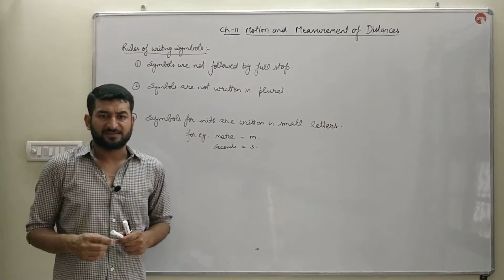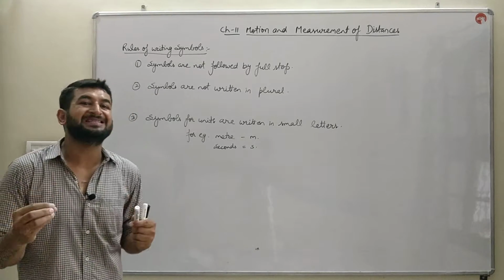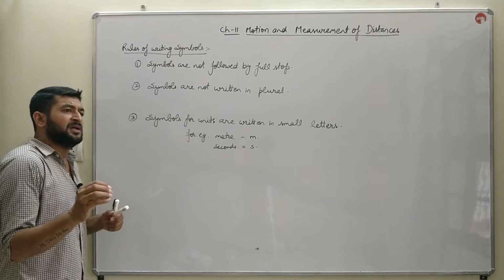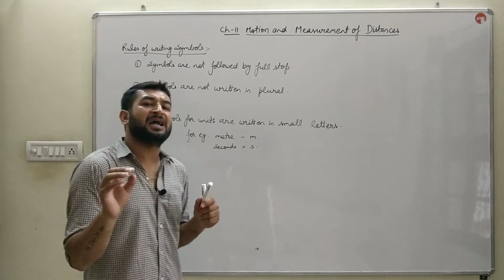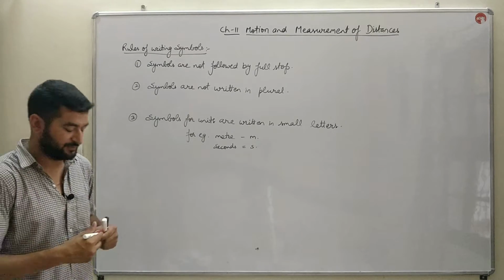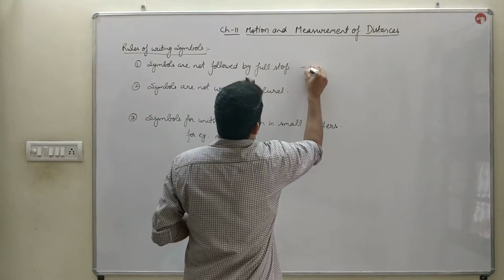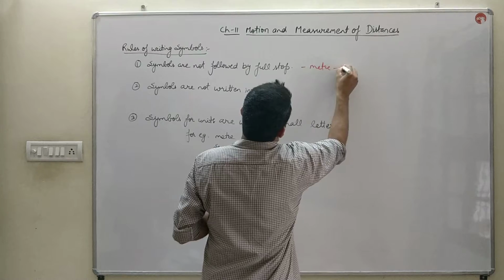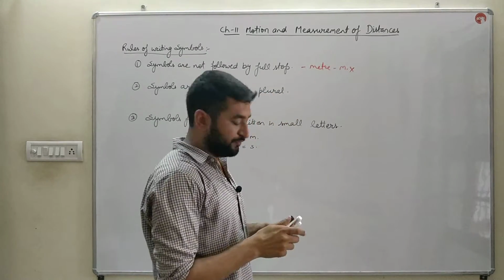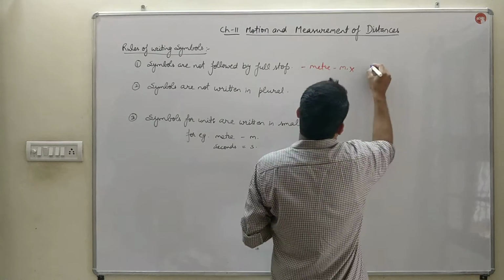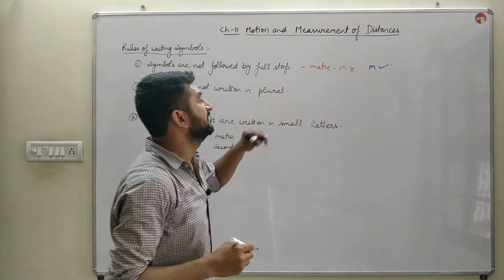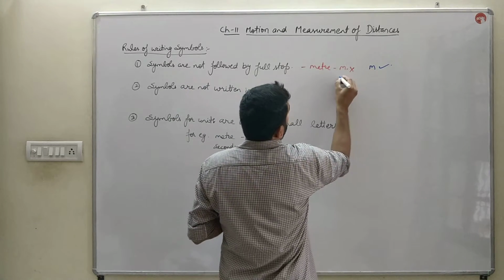Now we'll discuss certain rules to write the symbols of the units. The first rule is that unit symbols are always written without the full stop. For example, if you want to write the meter symbol, it is never written with a full stop. A full stop is never followed after the unit. It is written as this.